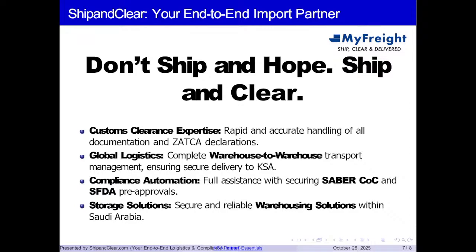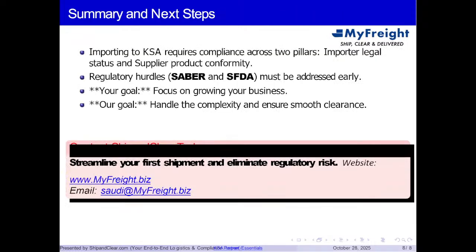Custom clearance, alhamdulillah, we are experts in custom clearance. We are experts in global logistics. We do warehouse-to-warehouse solutions for shipments. You just tell us the name and location of your supplier's warehouse anywhere in the world, and we will pick it up from there, bring it to Saudi Arabia, and deliver it to your warehouse. Compliance, alhamdulillah, we are doing compliance automation as well for those who need Saber COC certification and SFDA approvals. We are also giving storage solutions if you need a warehouse for SFDA registration. We are here for you anytime. These are our IDs. You can contact us anytime, and you are most welcome.